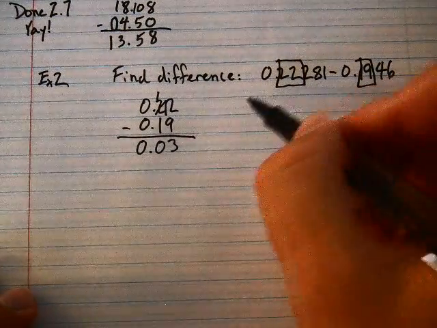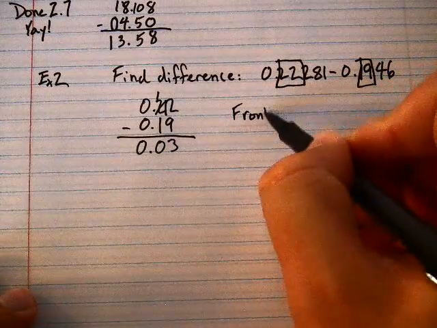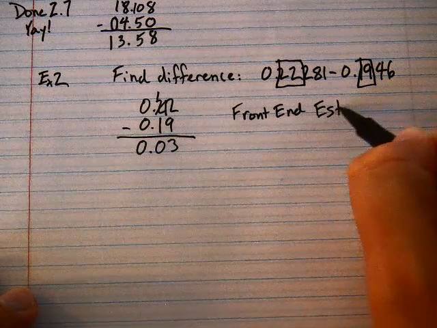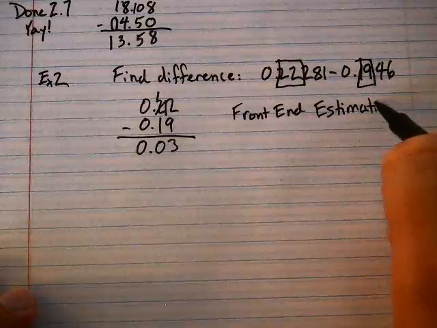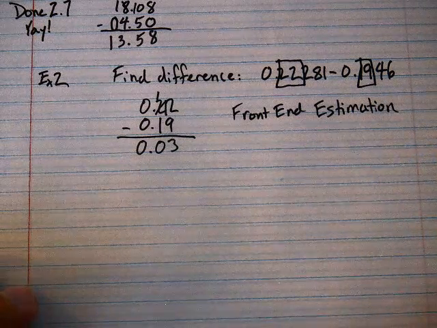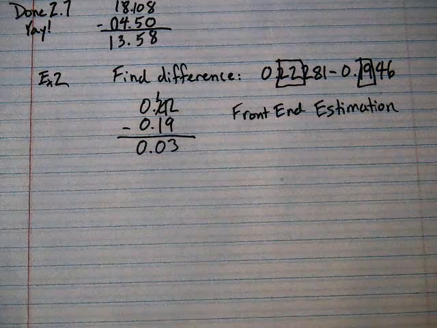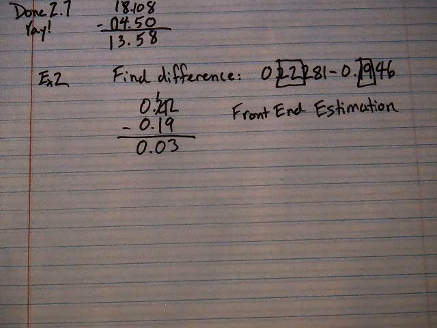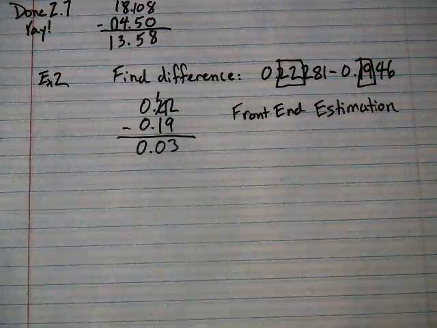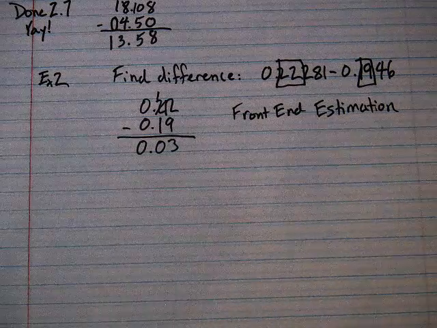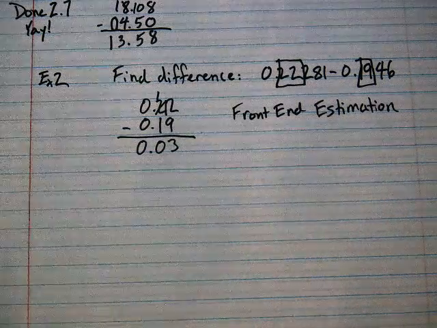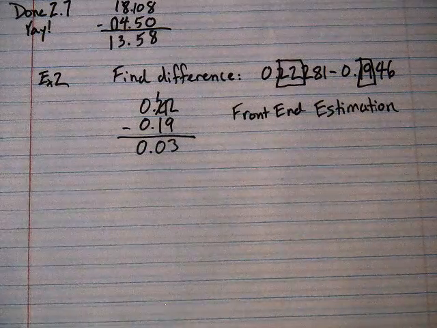This is front end estimation. And I keep forgetting to call it that, so thank you for reminding me. Because it will say front end estimate these. And you're really looking for the whole number and the tenth, or in the rare case that you don't have a whole number, the tenth and the hundredth. Because it's really just getting a gist, an idea of what these numbers will look like.